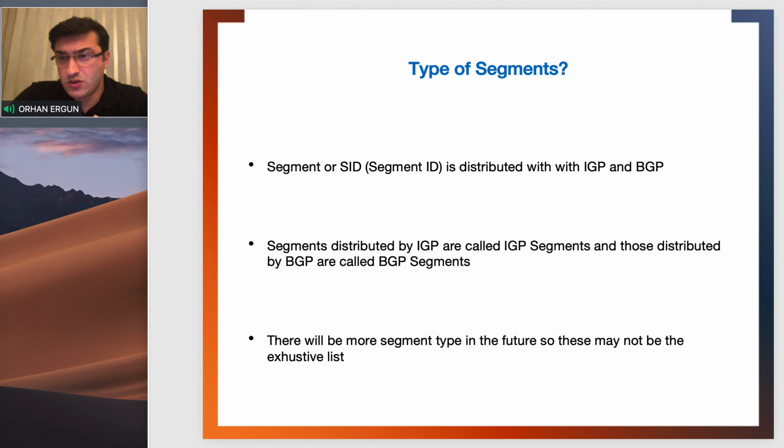So now let's talk about segments. What type of segments we have, and basically what is their meaning also. So we will be using these terms a lot. Segment, SID, label. If I am talking SR-MPLS, I will use them interchangeably. Please deal with it. Segments will be distributed via IGP or BGP.